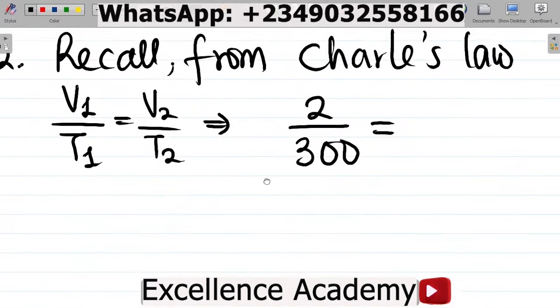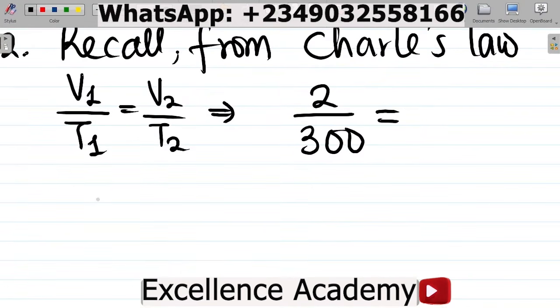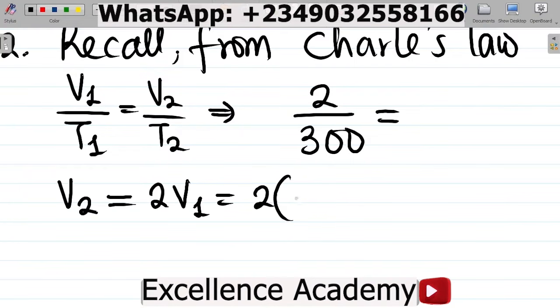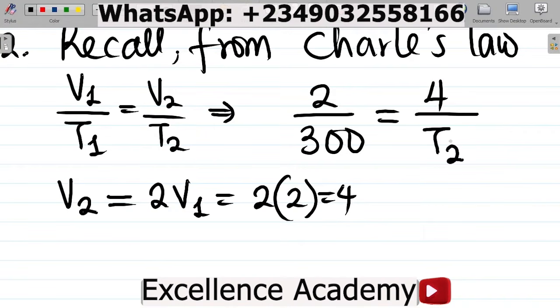doubled? Now, if I'm to double volume, double simply means to multiply the volume by 2. So if V2 is being doubled, it's simply 2 times V1, and the value of V1 is 2, and that gives you what there? 4. So this becomes 4 all over T2, which is unknown, all right? So V2, they said they double the initial volume, that becomes 4.